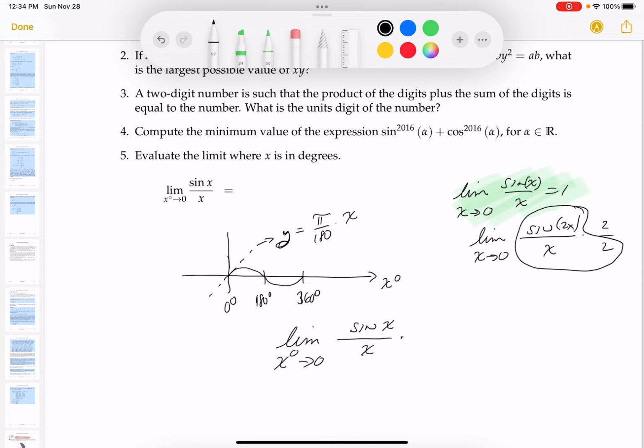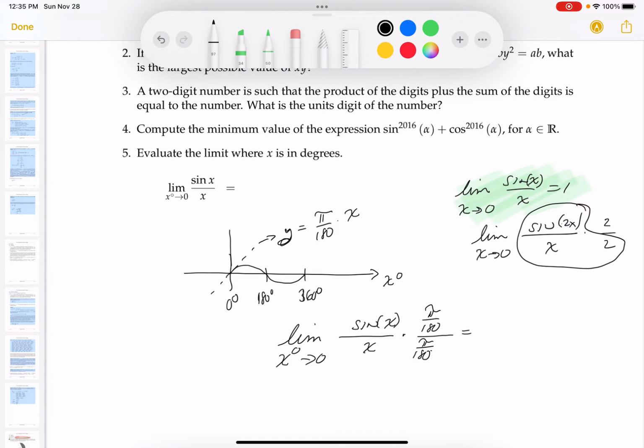Well, I got to be honest with you. The rate at which the top and the rate at which the bottom are going towards 0 is not the same rate. So I have to multiply the top and the bottom by something. It's going to be pi over 180. Pi over 180. And what would you get? Well, now, the rate at which the argument on the sine, the x, and this guy on the bottom are going towards 0 at the same rate now.